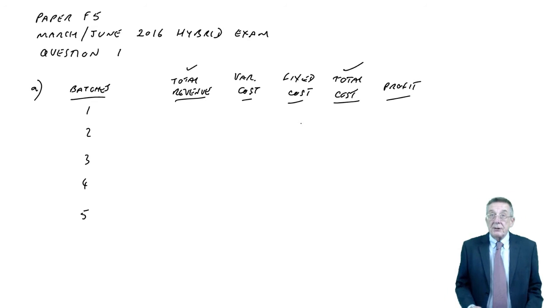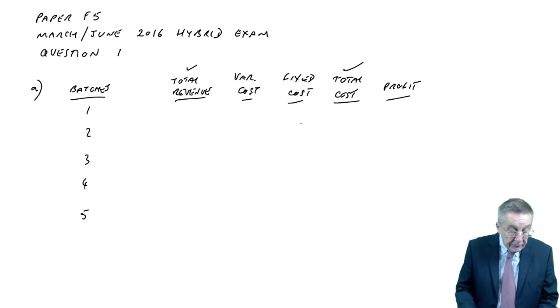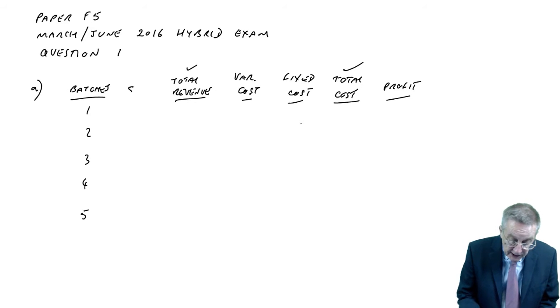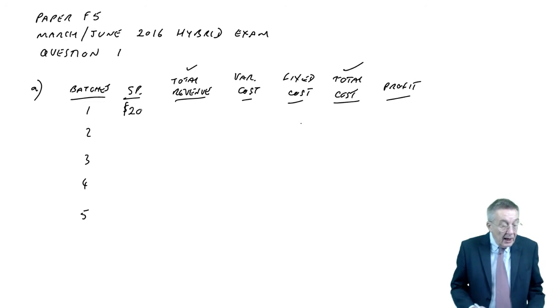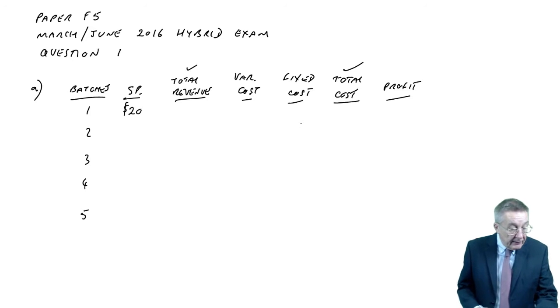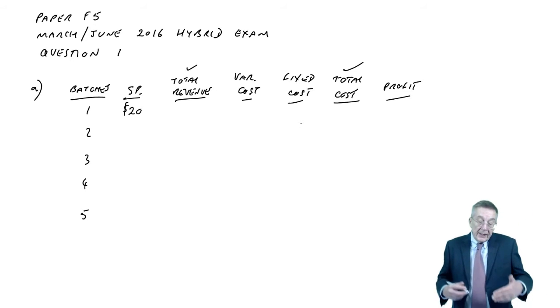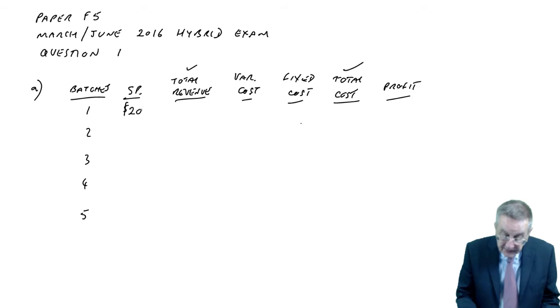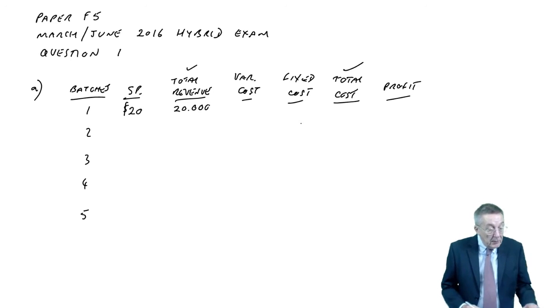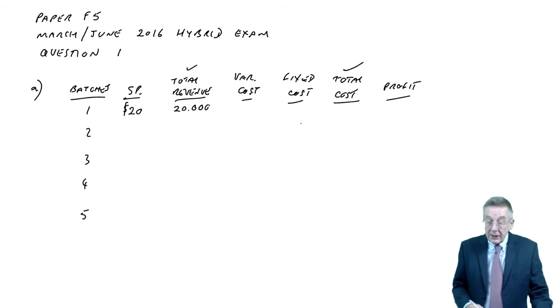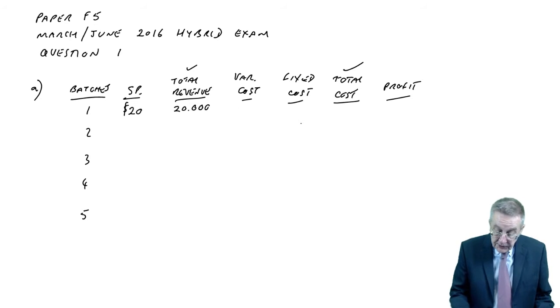So it's just speed on your calculator here. If we sell 1 batch, the selling price per unit will be $20. The total revenue, remember they're batches of 1,000 units. So 1 batch, 1,000 units at 20 is going to be 20,000 total revenue. The variable cost, well, for 1 batch is $10 a unit. So 1,000 units is 10,000. And the total fixed costs are 10,000. And so the total cost, 20,000.